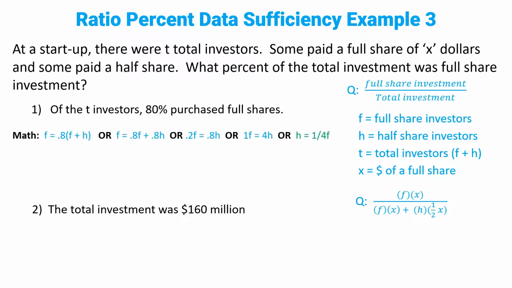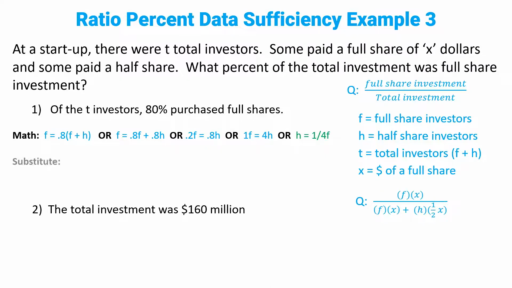What does that mean in math? It means F, the number of full share investors, is 80% of the total investors, or F equals 0.8 times F plus H. And if you go ahead and just keep on doing the algebra, we find that 1F equals 4H, or H equals 1/4 F.